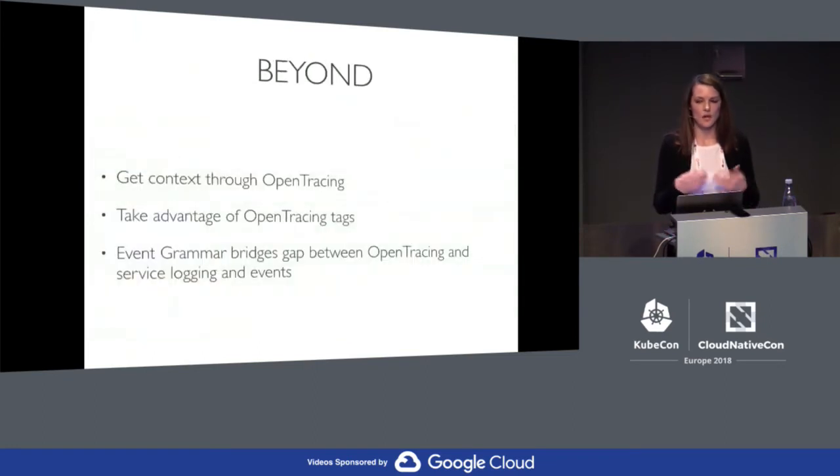So going beyond OpenTracing, we're able to get context through OpenTracing. We're able to get a better, bigger picture and overall insight into what's occurring. And using the OpenTracing tags, we're taking advantage of the tags and using the event grammar here as well. We're using the same language with service logging and events, and also with OpenTracing. And we have the ability to search on these tags.